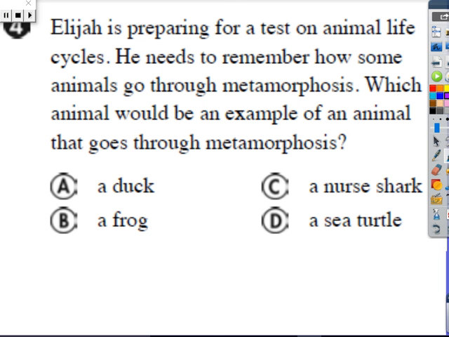Elijah is preparing for a test on animal life cycles. He needs to remember how some animals go through metamorphosis. Which animal would be an example of an animal that goes through metamorphosis? A duck, a frog, a nurse shark, or a sea turtle?